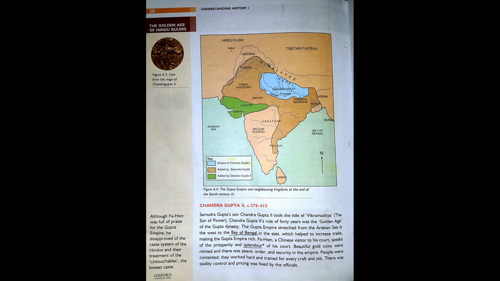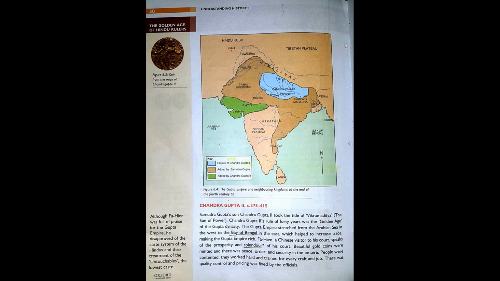Firstly, we read about the Samudragupta Empire, how he ruled the country. Now we are going to read about Chandragupta. He was the son of Samudragupta and he had the title of Vikramaditya. Chandragupta II's rule of 40 years was the golden age of the Gupta dynasty. The Gupta Empire stretched from the Arabian Sea in the west to the Bay of Bengal in the east, which helped to increase trade, making the Gupta Empire rich.